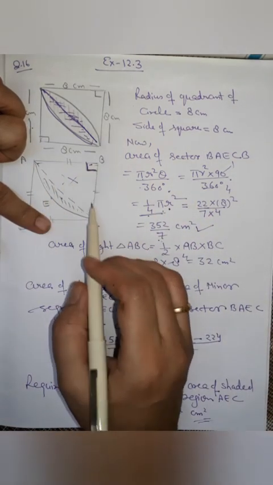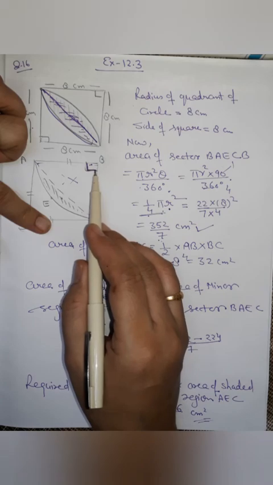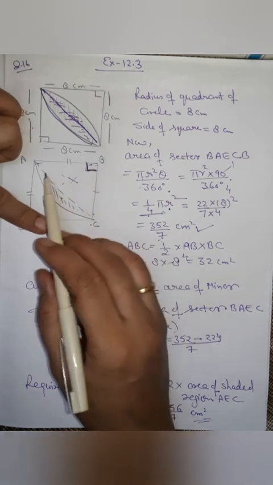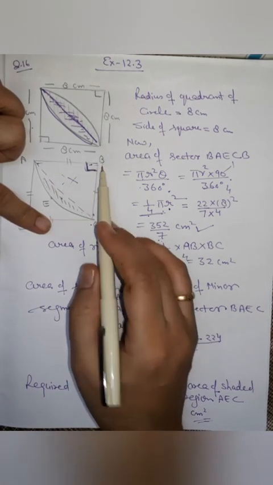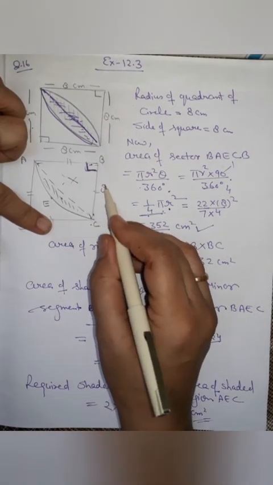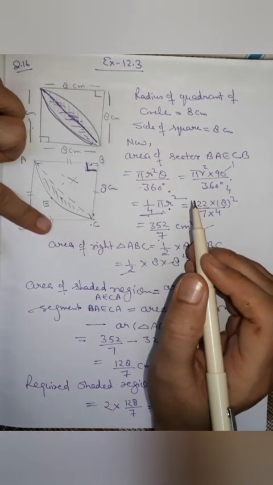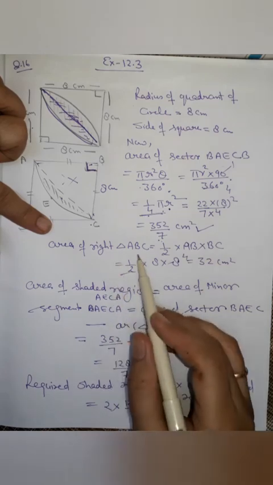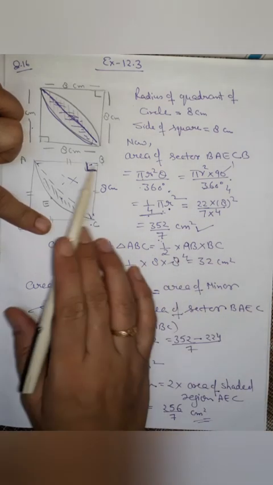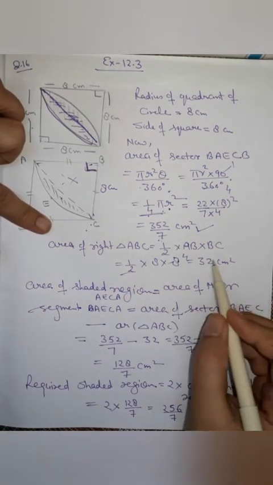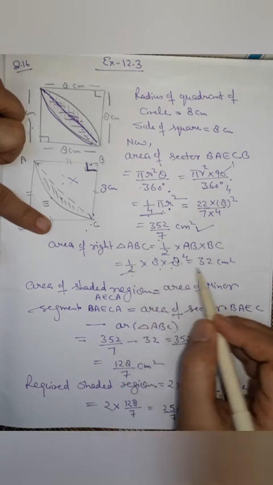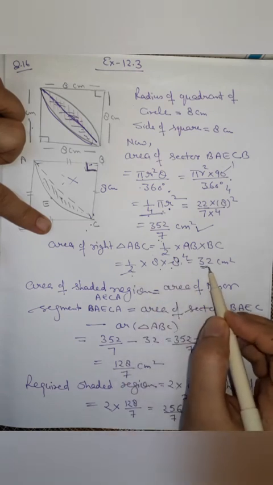Now as this is a square, this angle is 90 degrees. It means this triangle ABC is a right angle triangle with two sides 8 centimeter and 8 centimeter. Now we know the formula for the area of a right angle triangle: half AB multiplied by BC, that is half into 8 multiplied by 8, which is 32 centimeter square.